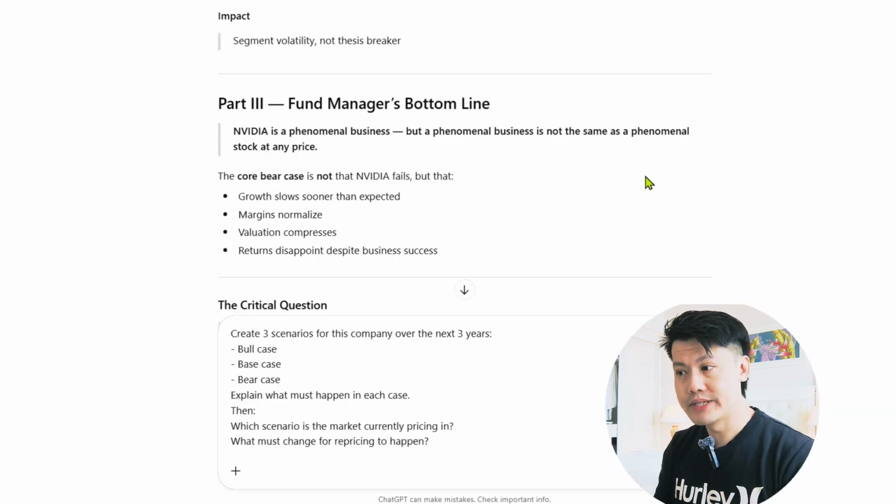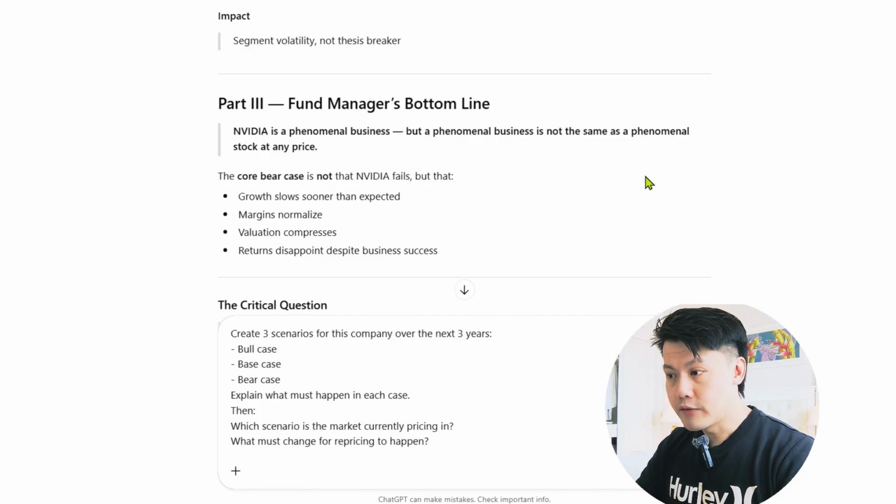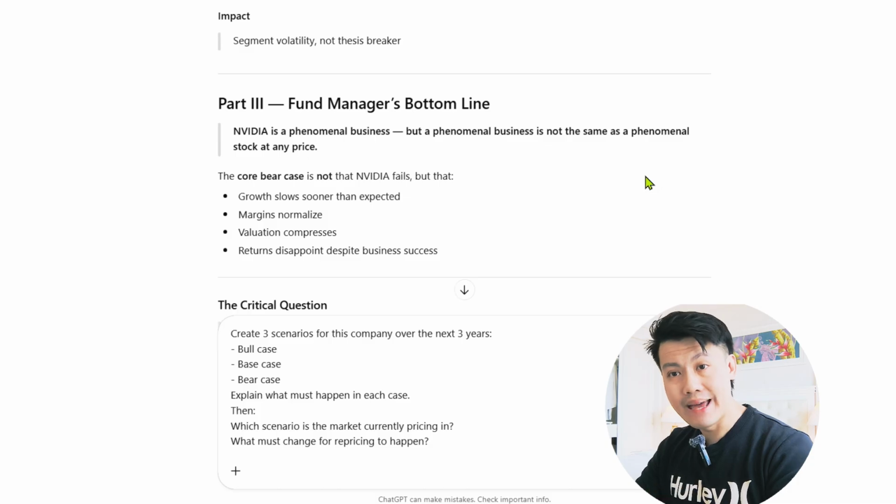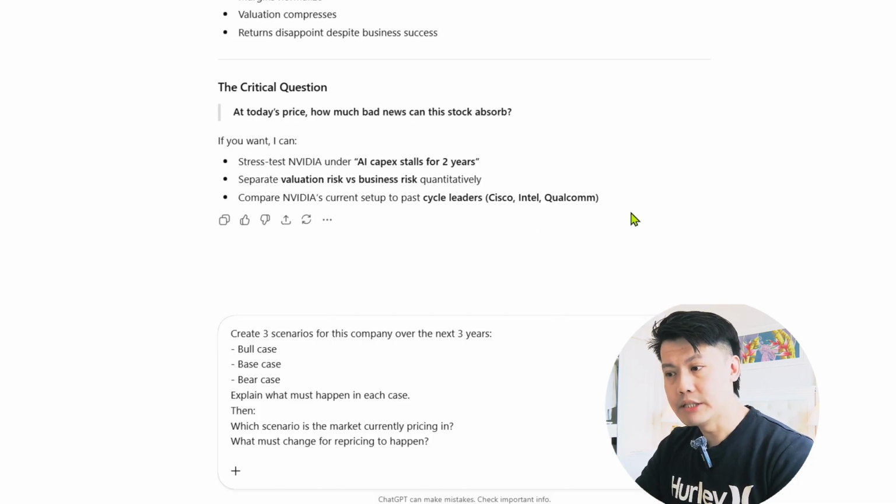So professionals don't predict, okay? They prepare. Create 3 scenarios for this company over the next 3 years: bull case, base case, and bear case. Explain what must happen in each case, right? So when you have this, which scenario is the market currently pricing in? What must change for repricing to happen, right?